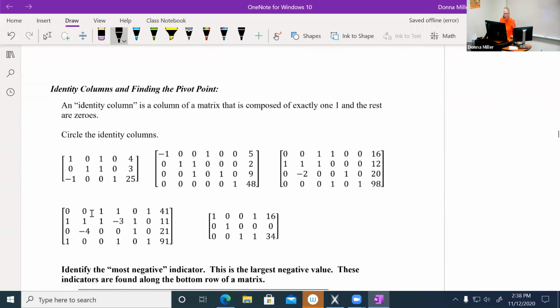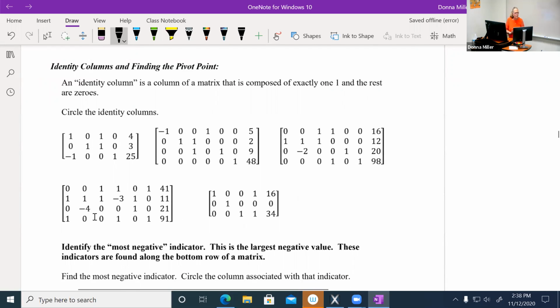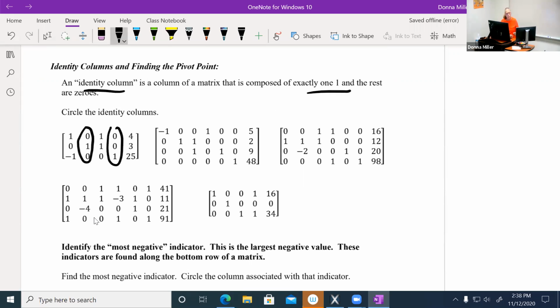Okay, so let's talk about reading these matrices. An identity column is a column that has exactly one 1, and the rest 0. If I look at this, that's an identity column, and that's an identity column. That's where your answers come from. If you don't have an identity column, cross it out.